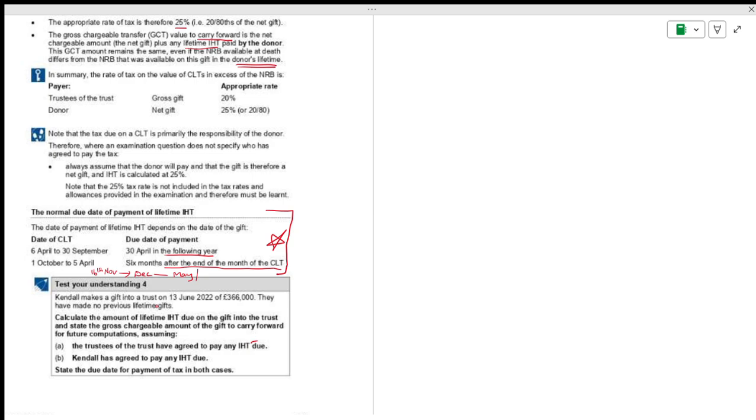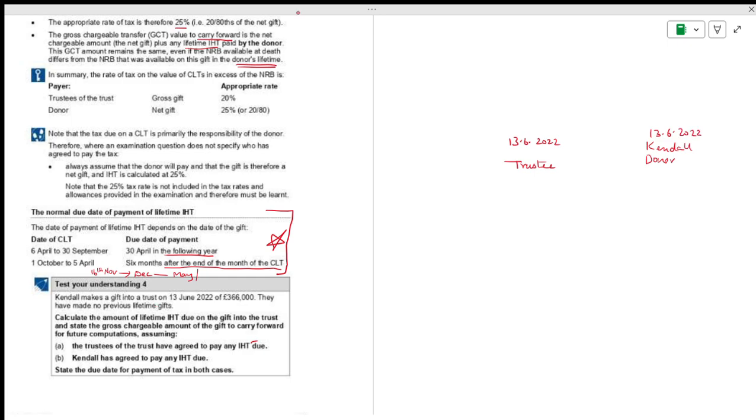If the trustee pays the tax, we take the full amount, 366. This is the trustee, this is the donor. This is Kendall. When the gift was made on 13th of June, what will the due date be? It will be 6 April to 30 April of 2023. Good.